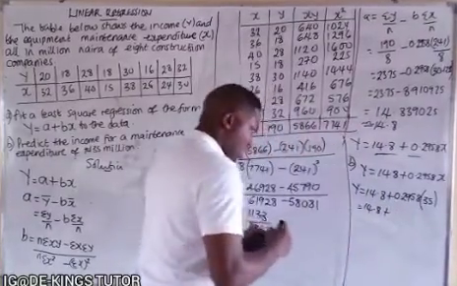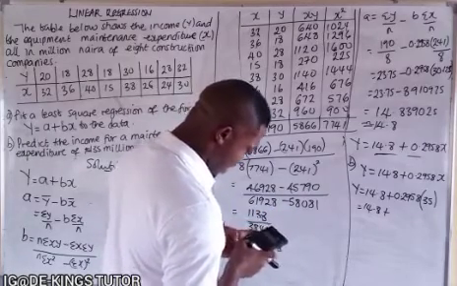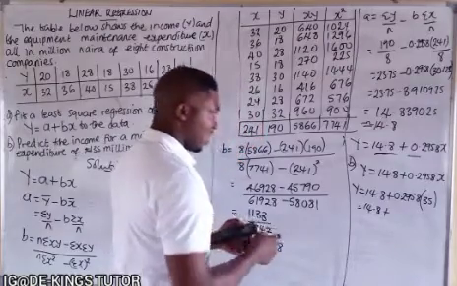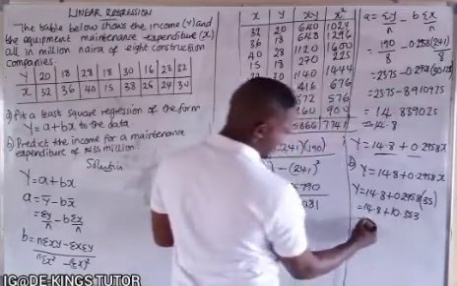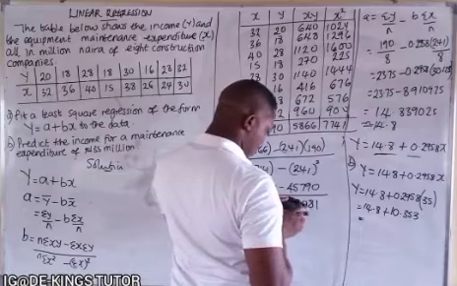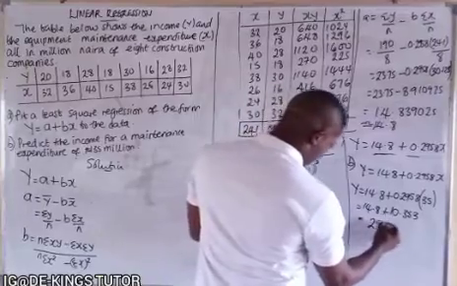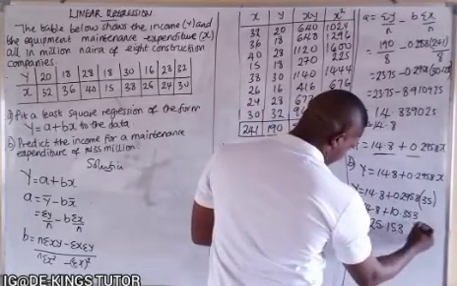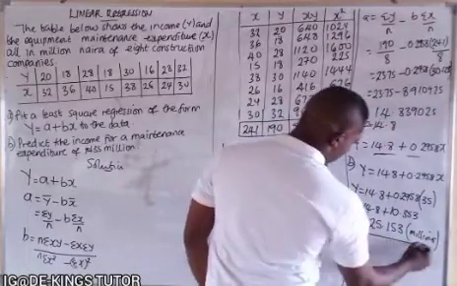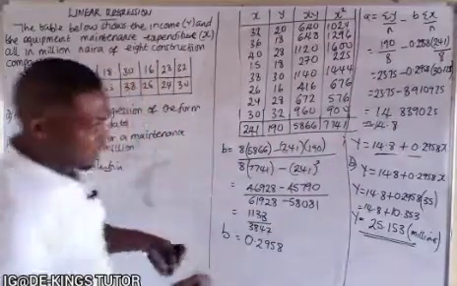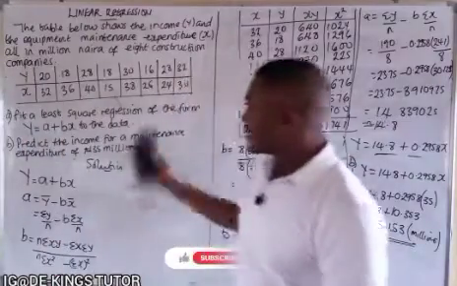So this will give us 14.8 plus 0.2958 times 35, which is 10.353. Remember, everything is in million. Plus 14.8, we have 25.153 in millions. So that is the income. So the income as Y is 25,153,000. Okay, so that is how to solve a least square regression of this.